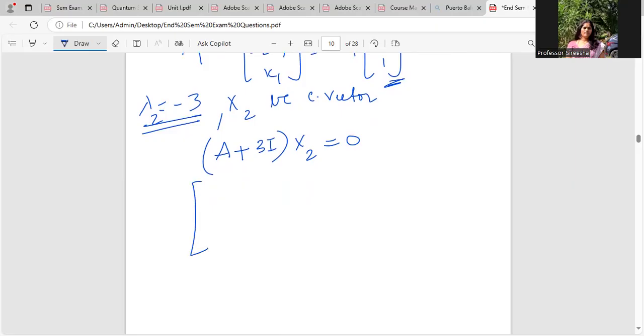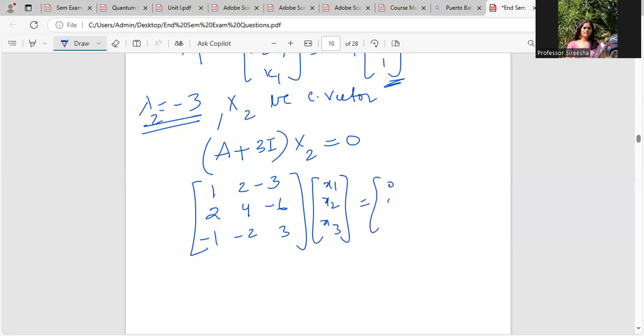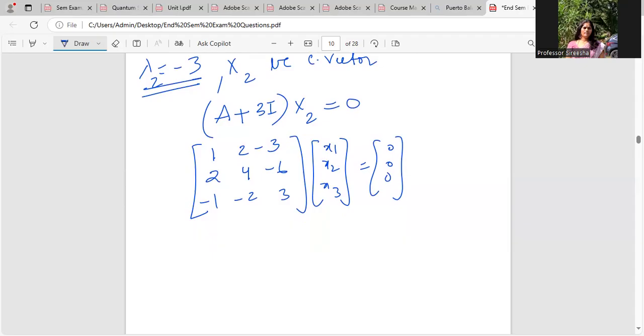So what I will get: minus 2 plus 3 would be 1, then 2 and minus 3. The diagonal element 1 plus 3 is 4, then minus 6, minus 1, minus 2, and 0 plus 3 would be 3. Let x1, x2, x3 be the unknowns in this vector, because the matrix is a 3 by 3 matrix. I have to reduce the coefficient matrix to echelon form.